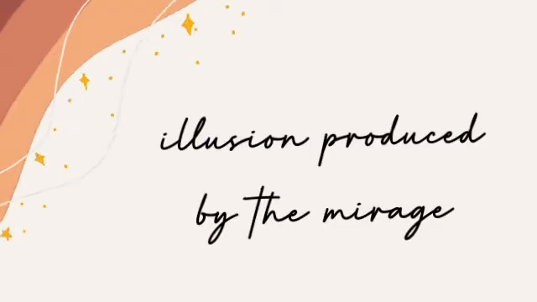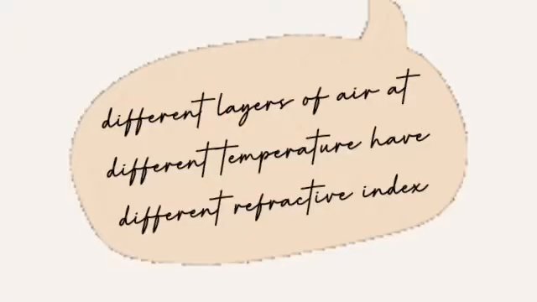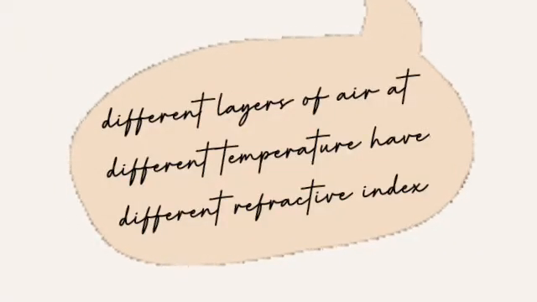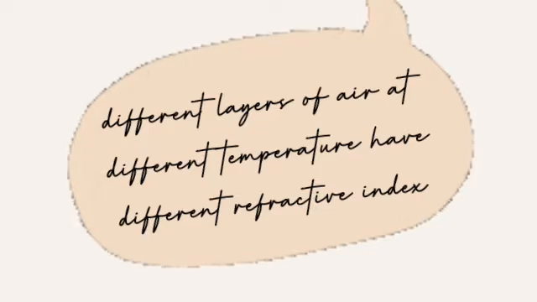Now, one would think that the man is hallucinating, but actually it is because of an illusion produced by the mirage. To understand this phenomenon, it is important to first understand why light is refracted in the air. Different layers of air at different temperatures have different refractive indexes.